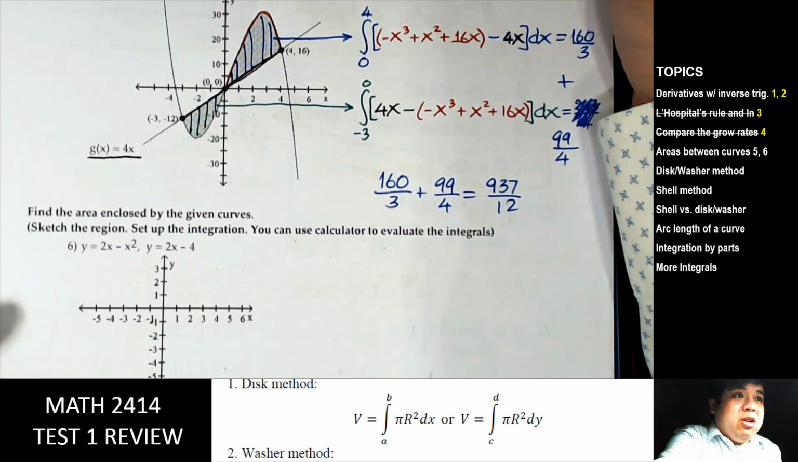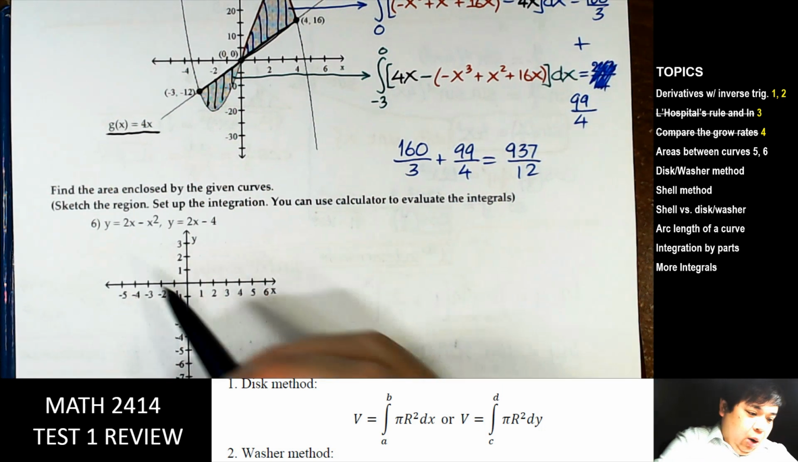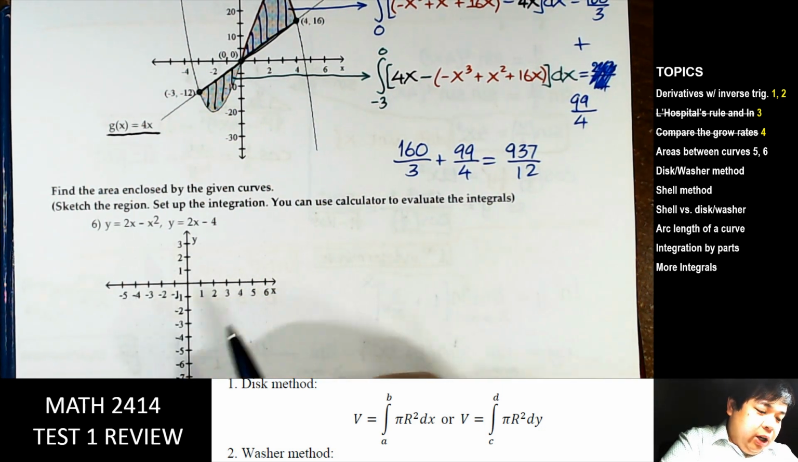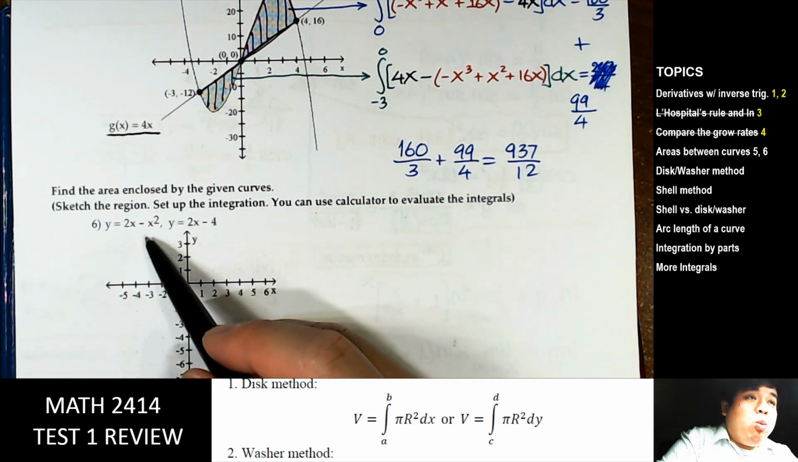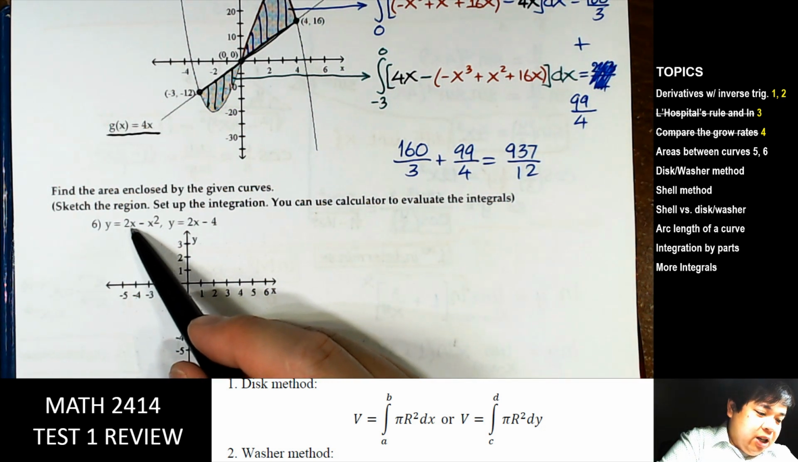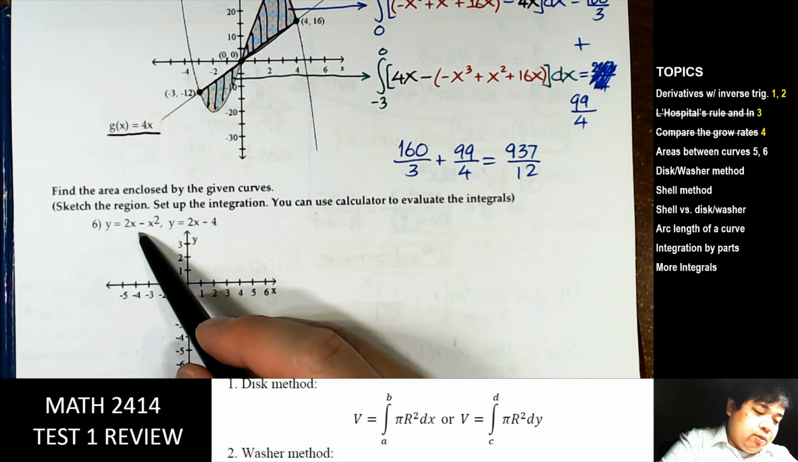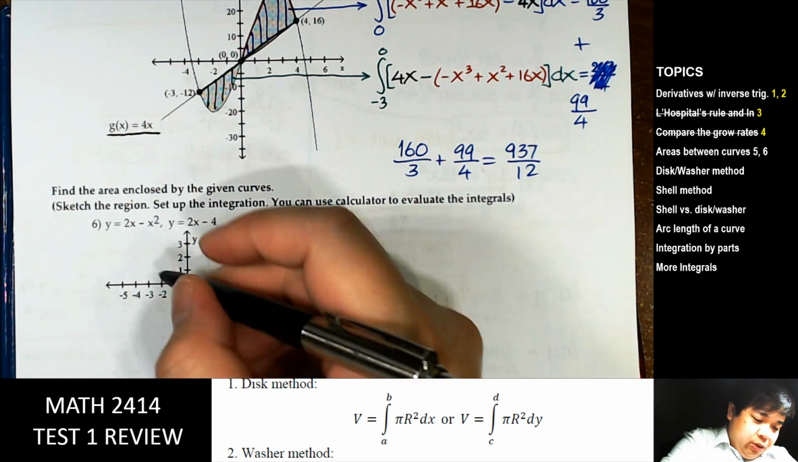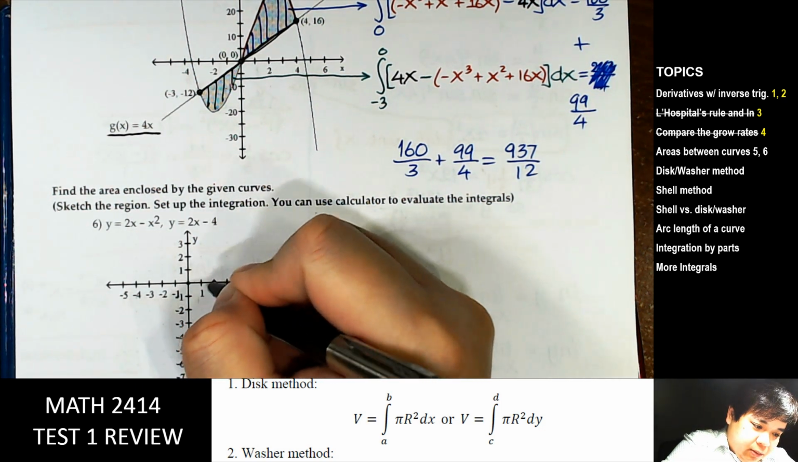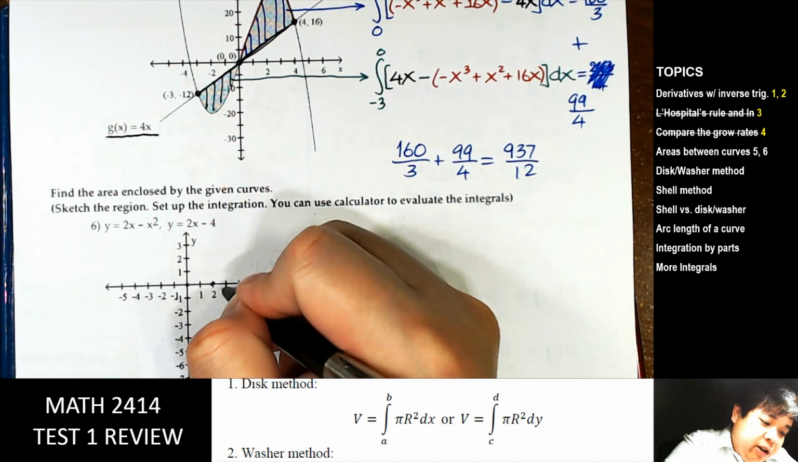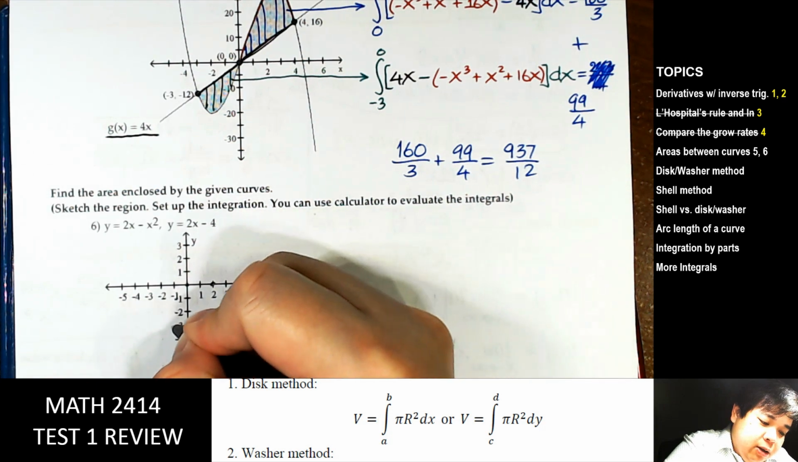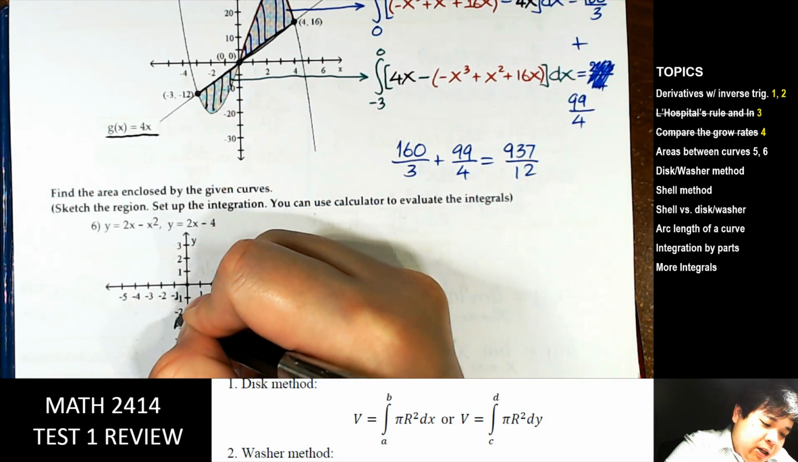Right, we set up number 6 quickly. We have the function y equal to 2x minus x squared. If we solve for 0 equal to 2x minus x squared, then x equal to 0 and x equal to 2. And negative x squared, so it opens down. So it will be like this.